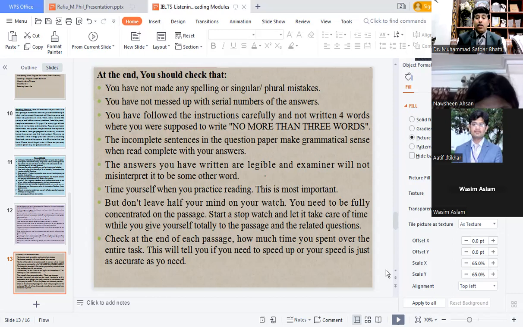Time yourself when you practice reading. This is most important. But don't leave half your mind on your watch. You need to be fully concentrated on the passage. Start a stopwatch and let it take care of time while you give yourself totally to the passage and related questions. Check at the end of each passage how much time you spent over the entire task. This will tell you if you need to speed up or not. Your speed should be just as accurate as you need.